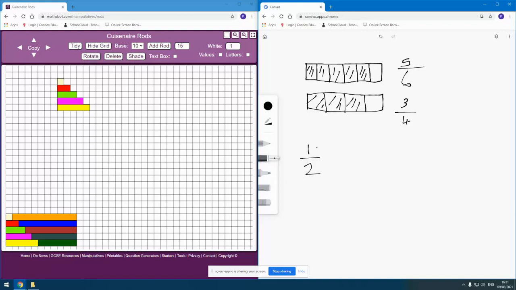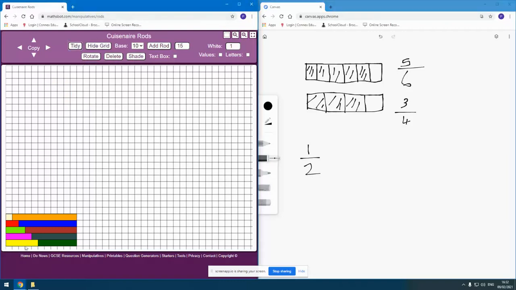So this is the numerator. It enumerates how many I have, or what length I have, what value I have. And this is the denominator, literally the name of the fraction, the name of the family. So I have 1 of these things called halves.